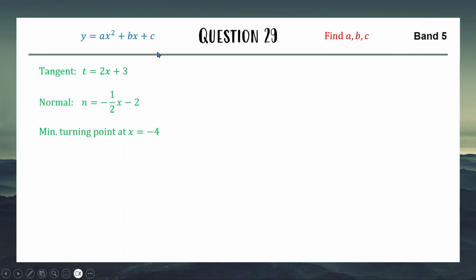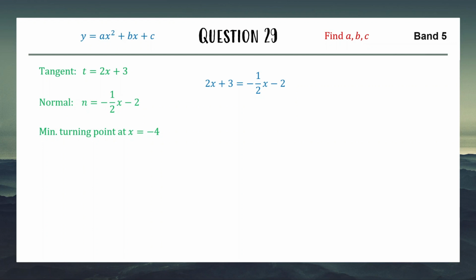A crucial bit of information we can use here is that, like I said, the tangent and the normal are both meeting at a point on the line. What that means is if I solve these two equations simultaneously, I should obtain an x value that is a point on this line, and that's going to give me useful information to solving this question. So that's where I'm going to start. I'm going to set the tangent equal to the normal, and I'm going to try and solve this equation for x to figure out the point on this line.